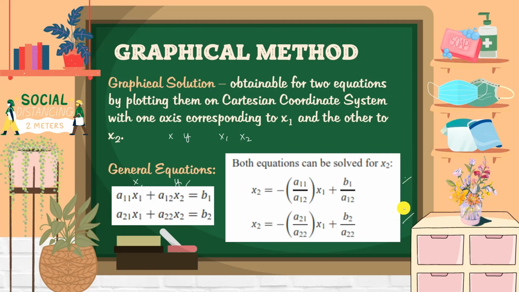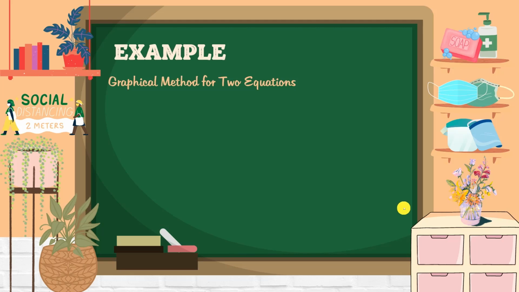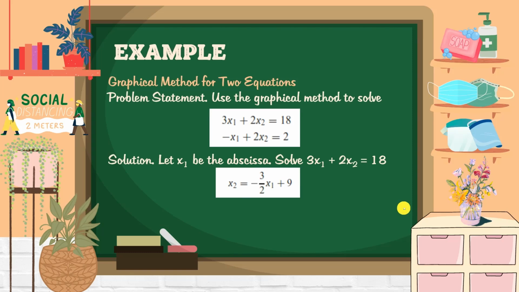In order to understand more about the graphical method, let's have an example. Example of graphical method for two equations. Problem statement: use the graphical method to solve 3x sub 1 plus 2x sub 2 equals 18, and minus x sub 1 plus 2x sub 2 equals 2. Our solution will be, let x sub 1 be the abscissa. To solve 3x sub 1 plus 2x sub 2 equals 18, it will be in this particular form.